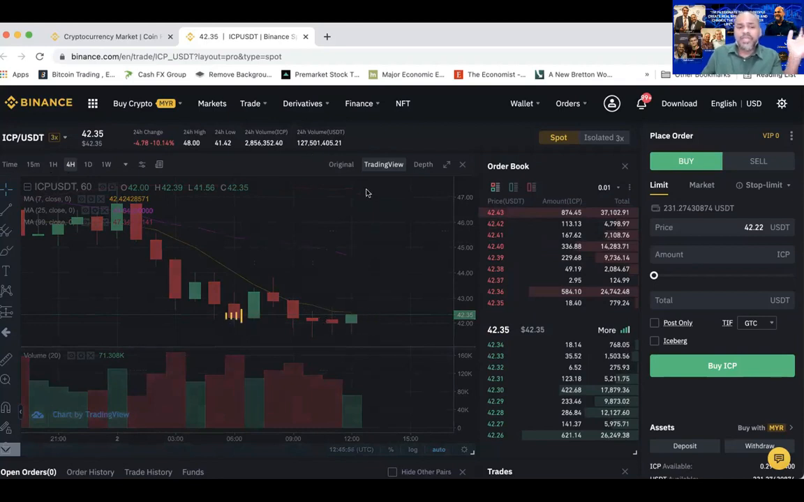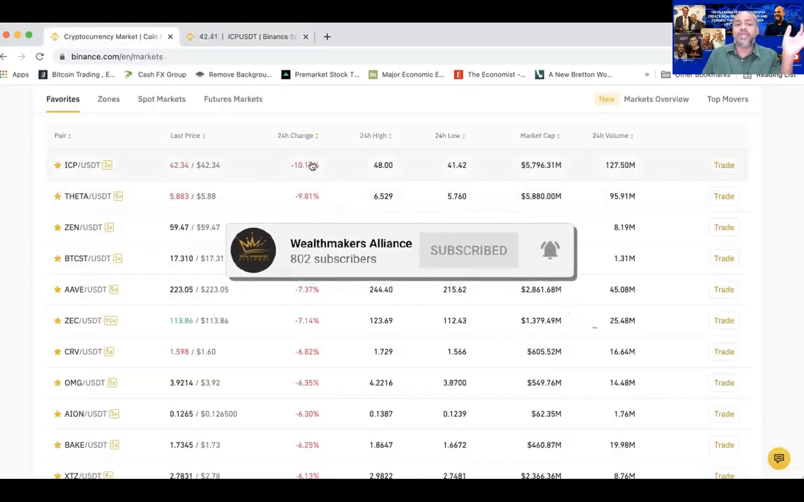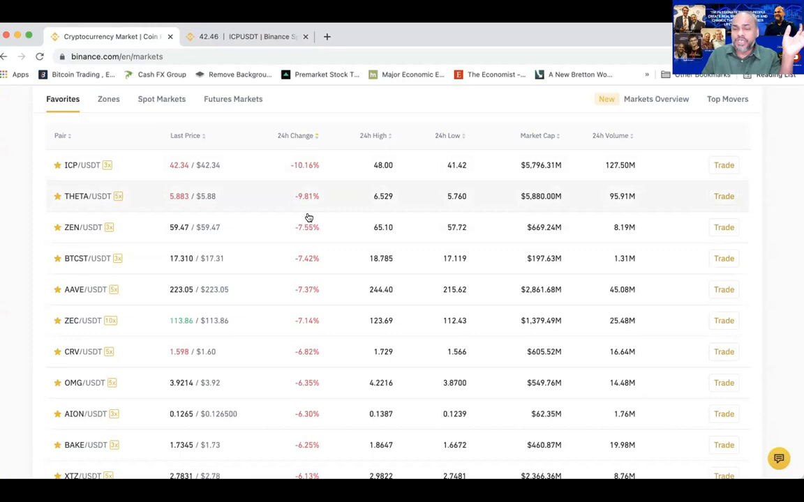Just to give some idea, but you don't have to do this if you don't really know about price action, so don't worry about it. The simplest is just look at the 24-hour change. This will be a best guide actually.